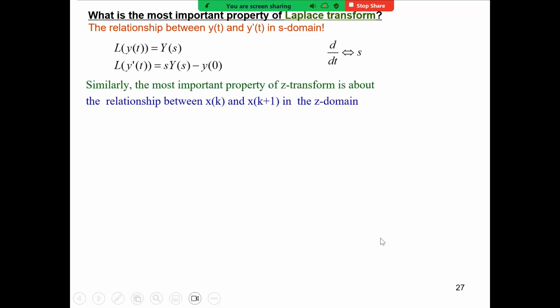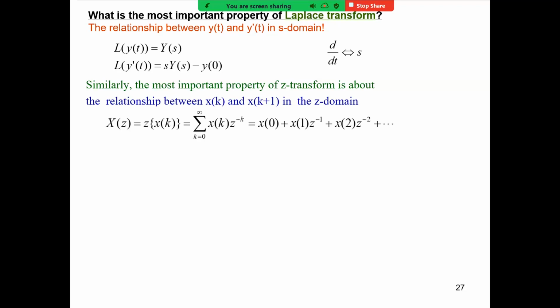Now, similarly, the most important property of the Z transform is the relationship between x(k) and x(k+1). Remember, there is no differentiation. But when you talk about the derivative, that is the relationship between the signal and its future, its immediate future, here x(k) and x(k+1). Let's try to work it out.